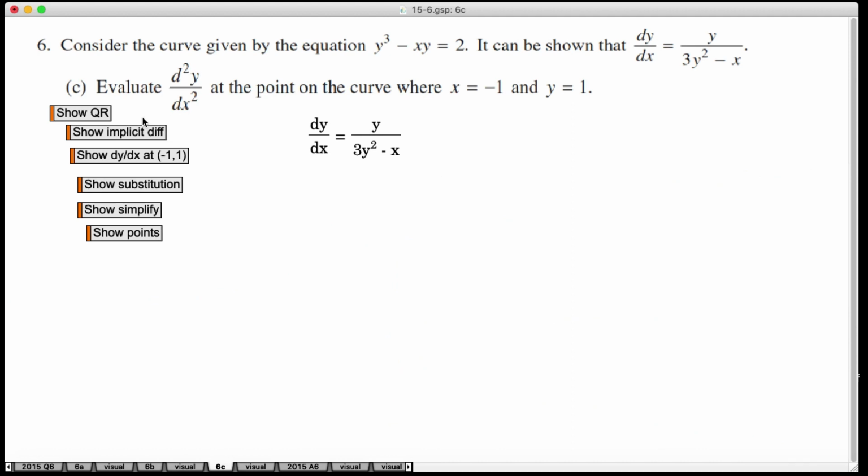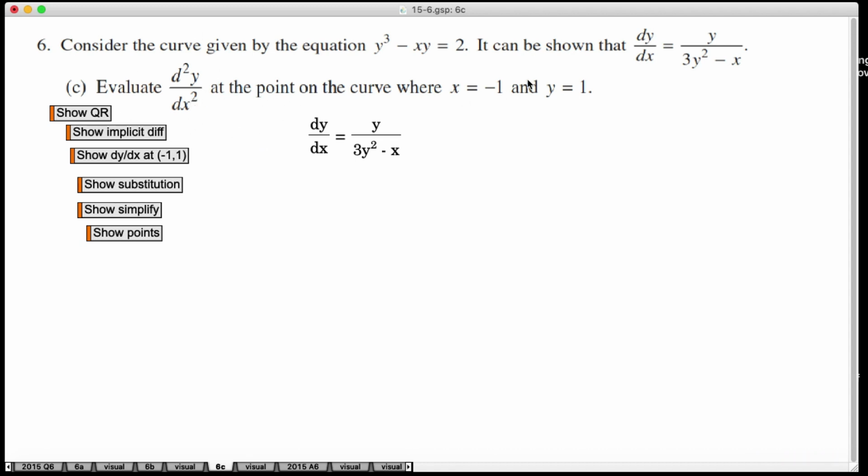Part C says to evaluate d squared y dx squared at the point on the curve where x is -1 and y is 1. So here we have the same curve. This is the first derivative, which remember gives us the slope on this curve at any point. And the second derivative talks about concavity of the curve, whether it's concave up or concave down.